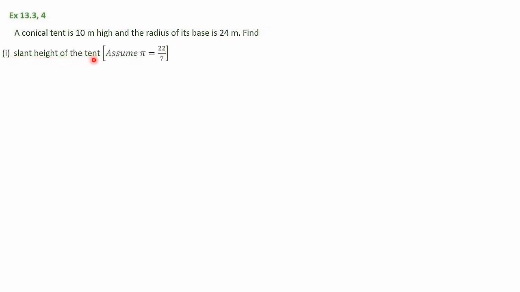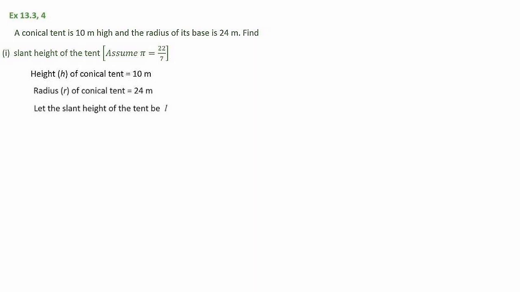Next we shall discuss the fourth question. The question is, a conical tent is 10 meter high and the radius of its base is 24 meter. Find the slant height of the tent. Pi value is 22 by 7. Here height is given to us, 10 meter, radius is given to us, 24 meter. By using the L, H, R relation we have to find out L, slant height. So let's write the given things. Height is 10 meter, radius is given to us 24 meter. Then slant height we can take as L.